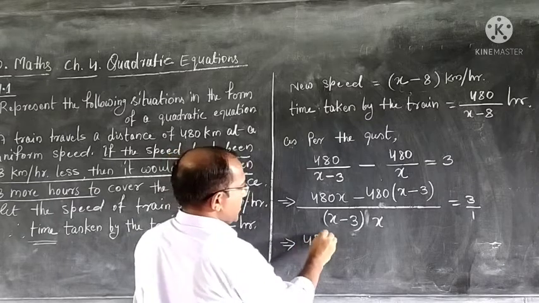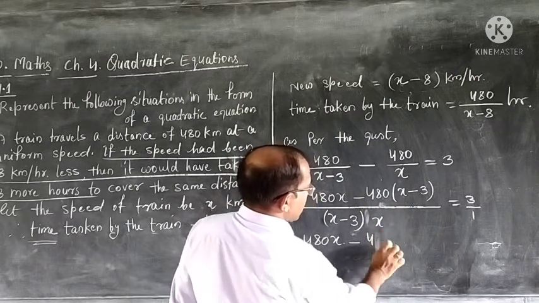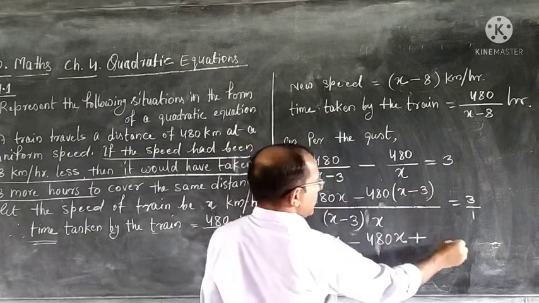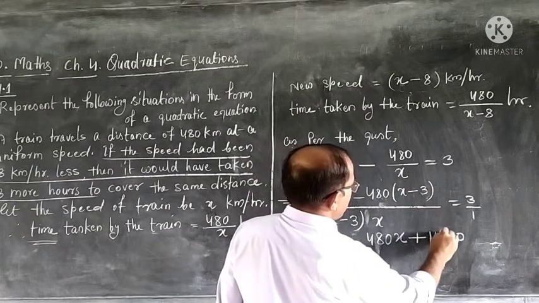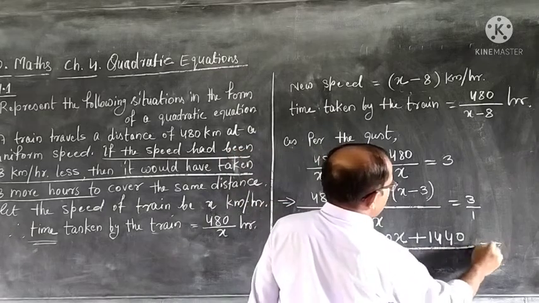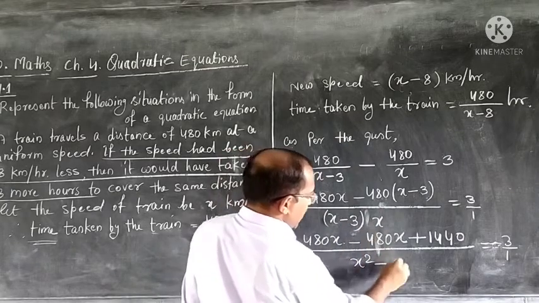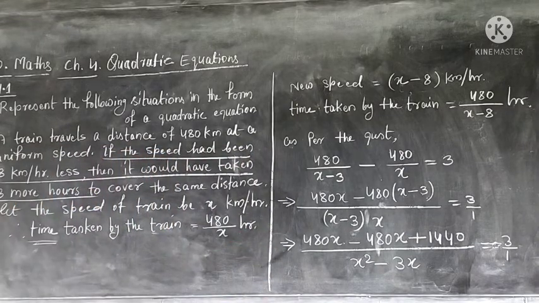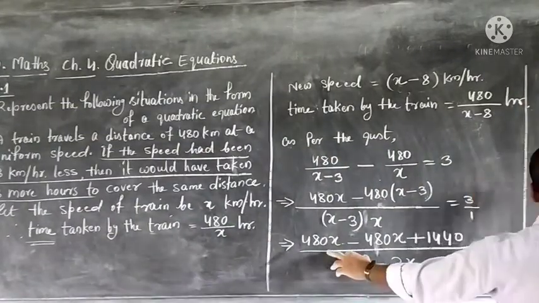Let us go one more step. 480x minus 480 into x minus 8, so 480x minus 480x plus 8 into 480, which is 3840. Here we can do cross multiplication, or just keep one more step, then you do 3 by 1. Here, x into x is x square, x into minus 8 is minus 8x. Till here you have understood. Let us see the remaining simplification.